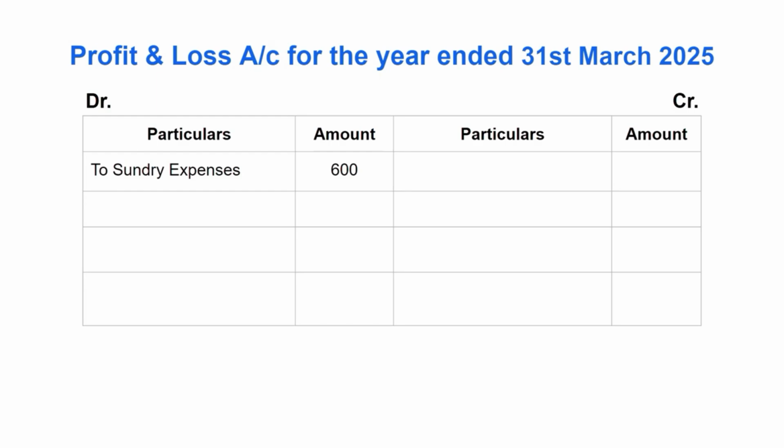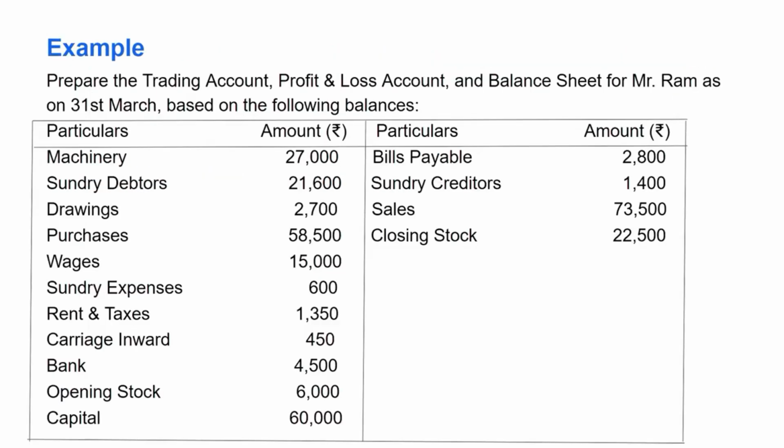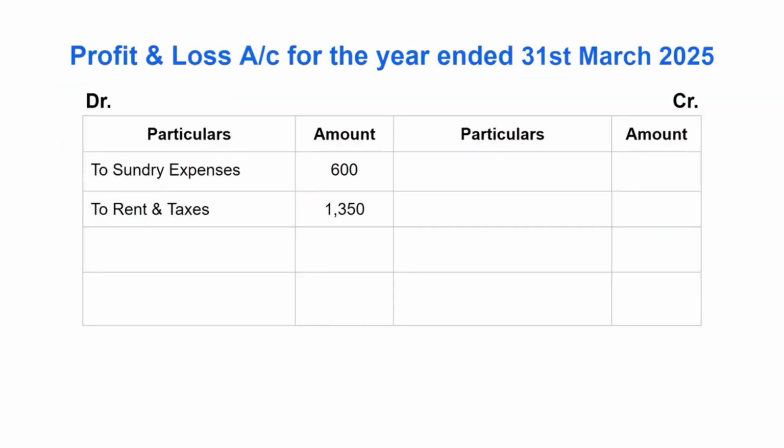600. Next, rent and taxes 1,350. Rent and taxes is an indirect expense, and all the indirect expenses we record in profit and loss account, on the debit side. Let's see how we'll record it. Profit and loss account, debit side, rent and taxes 1,350.